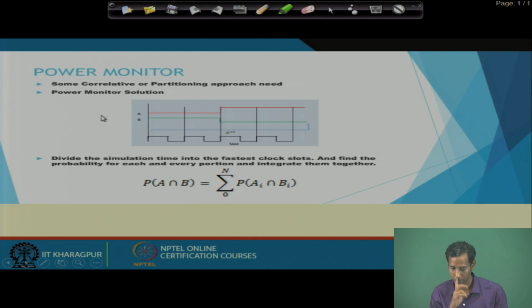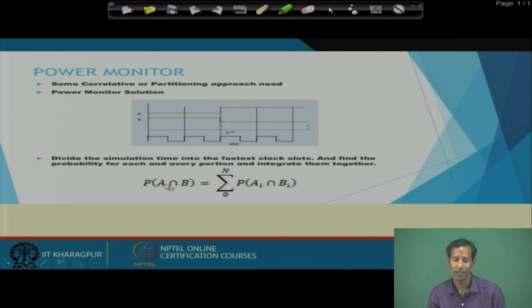In the power monitor, some correlative or partitioning approach is needed, and the power monitor is the solution for checking or interpreting the power consumption in a digital circuit in a very simplified way. It divides the simulation time into fastest clock slots, finds the probability for each and every portion, and integrates them together.